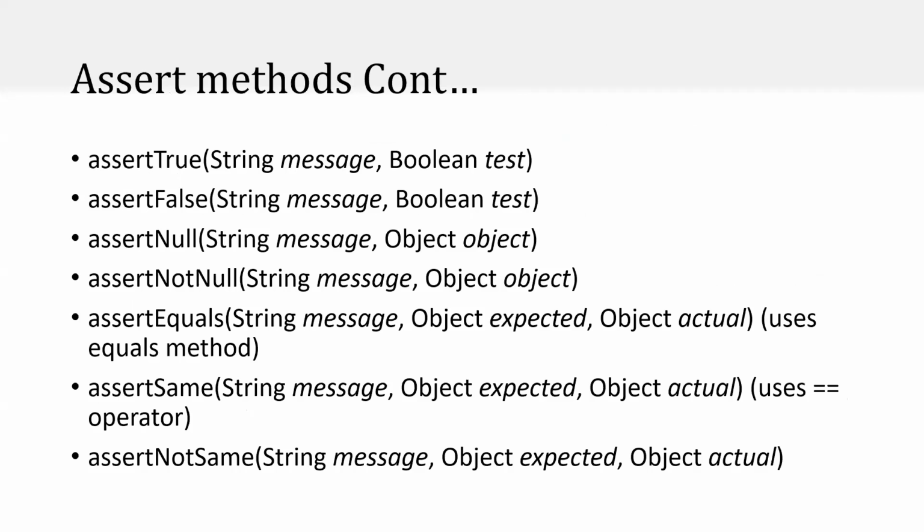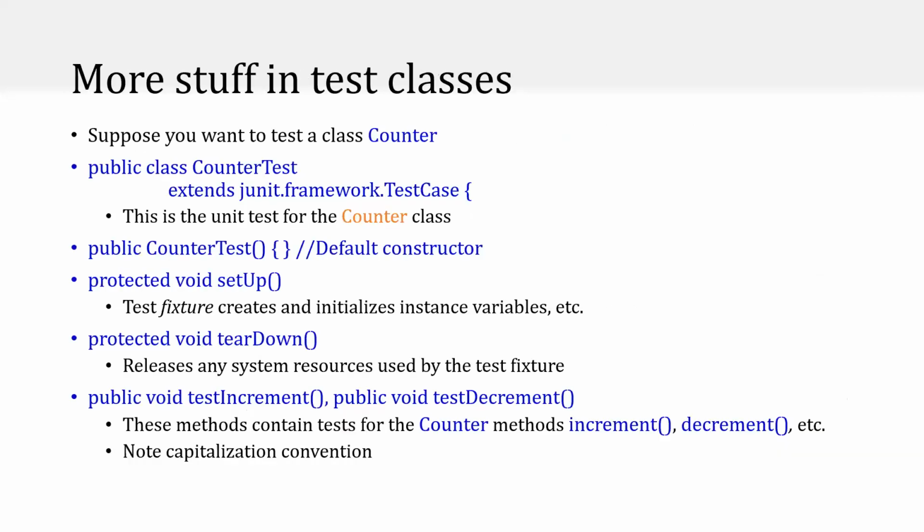These are the methods which are available inside Assert: assertTrue, assertFalse, assertNull, assertEquals, assertString. All these are the methods which are there inside JUnit.